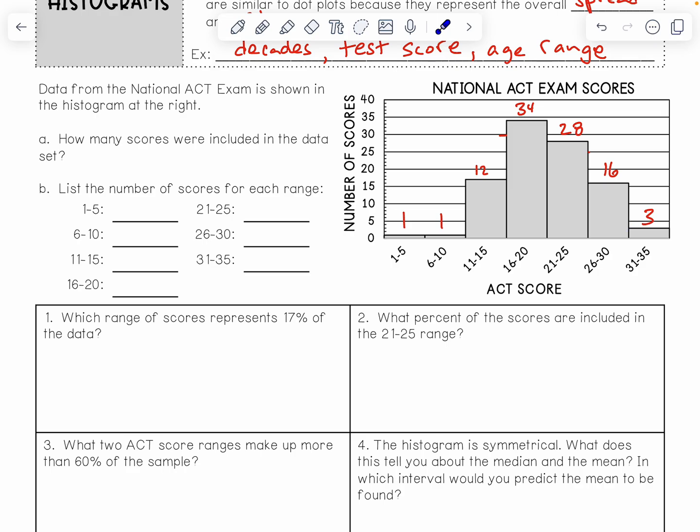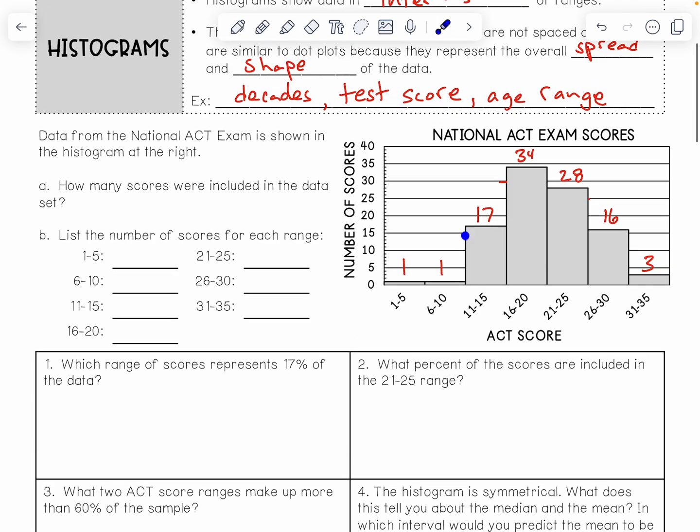I feel like I'm missing something here. You know where I messed up? Right here. That's not 12, that is 17. Sorry about that. So go back and fix that. That is 17. So 1 plus 1 plus 17 plus 34, 28, 16 and 3. And that should be 100.